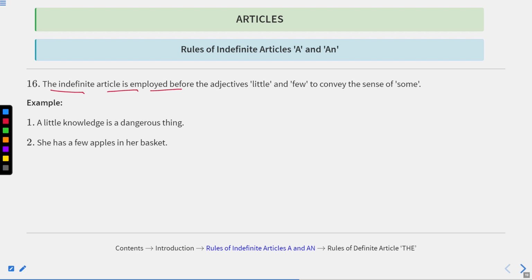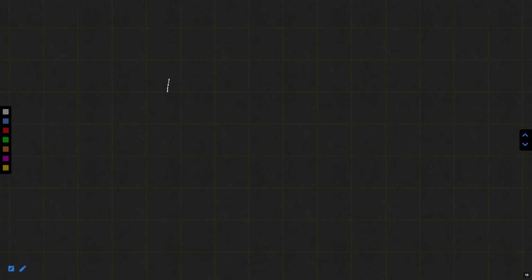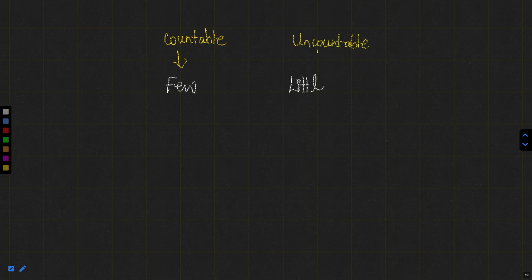The indefinite article is employed before adjectives like little or few to convey the sense of some. Let me tell you how. There is the word few and another word little. Both of these are adjectives, but what is the difference actually? Few is used before countable nouns. If the noun is countable, we use few. If the noun is uncountable, we use little. So these are two types of noun, either countable or uncountable. Before countable we use few, and before uncountable we use little.